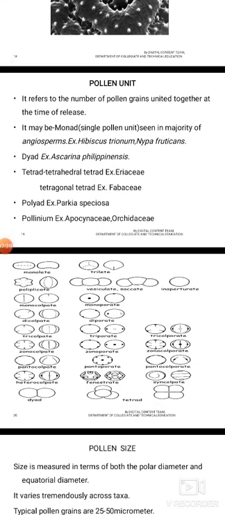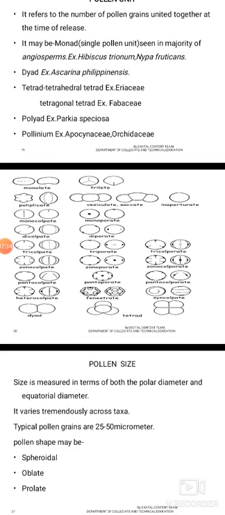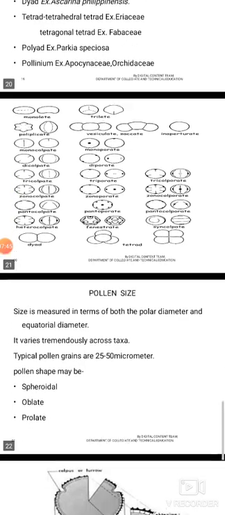Pollen size. The pollen size is measured in terms of both polar diameter and equatorial diameter. It varies tremendously across taxa. Pollen grains are 25 to 50 micrometers, and the shape of the pollen may be spheroidal, oblate, prolate.